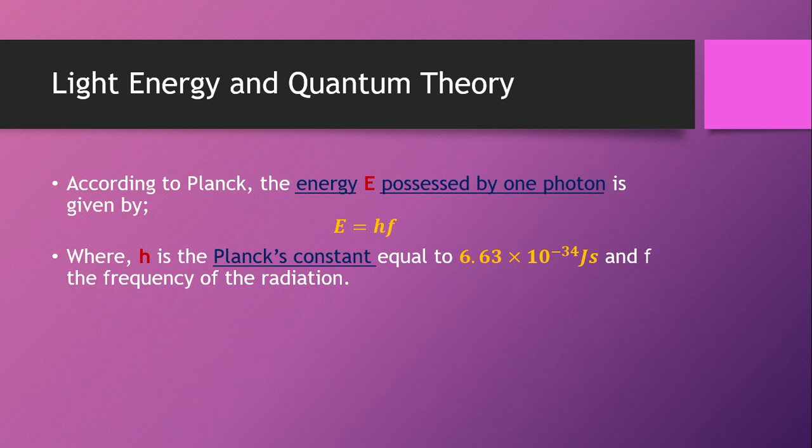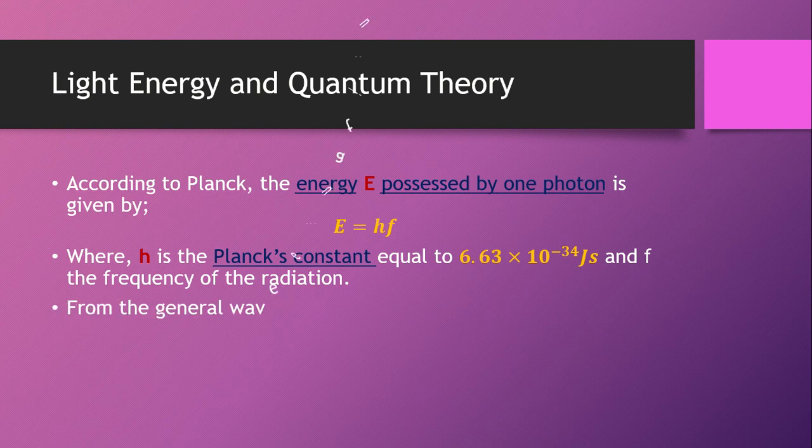Where h is the Planck's constant, equal to 6.63 × 10^-34 joule seconds, and f is the frequency of the radiation. So that's what we have there. So h is basically a constant that was discovered by Planck, and you basically use it the way it is, and frequency is dependent on the wavelength of the electromagnetic radiation that is being used.